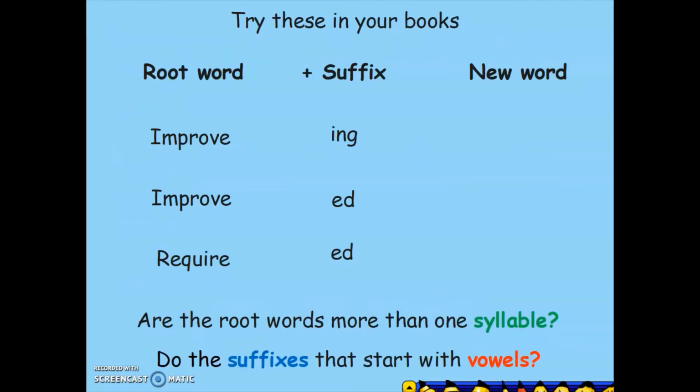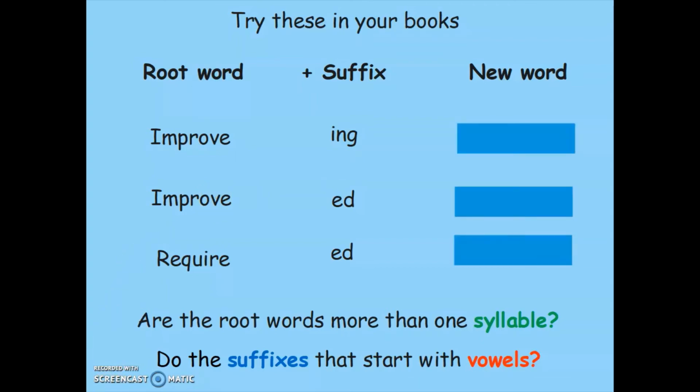Can you have a try in your books using this rule? Remember, we lose the E and add the suffix. Pause the video while you try that now.